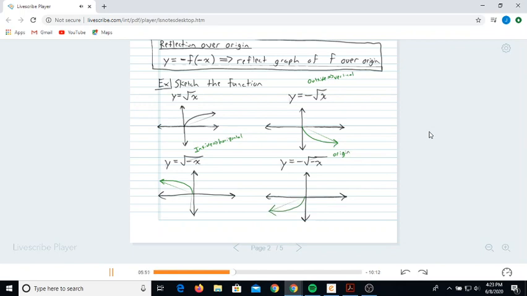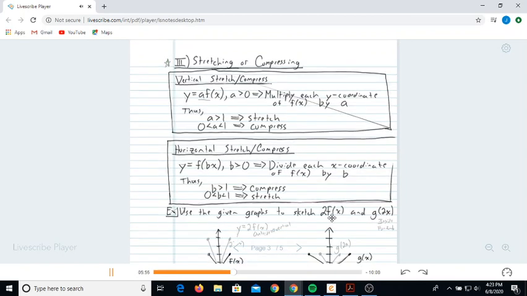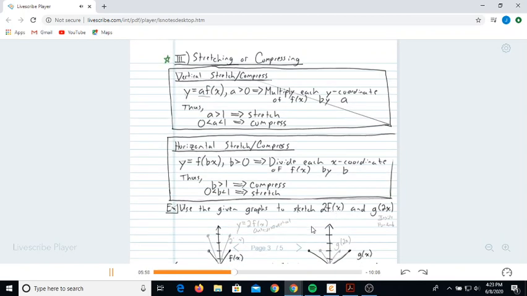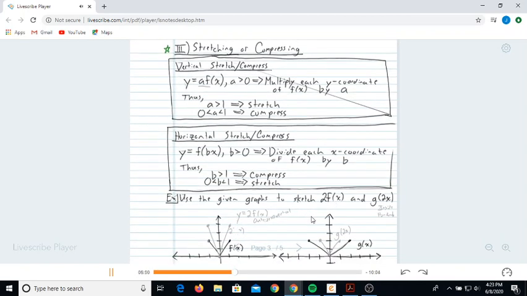Alright, that's reflections. So let's look at stretching and compressing. Stretching and compressing is done via multiplication and division. And like I mentioned just a minute or two ago, transformations on the outside are vertical in nature. Transformations on the inside are horizontal in nature. And of course the horizontal is inverted.